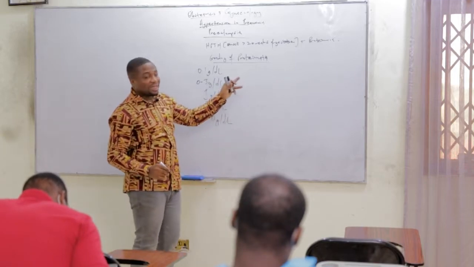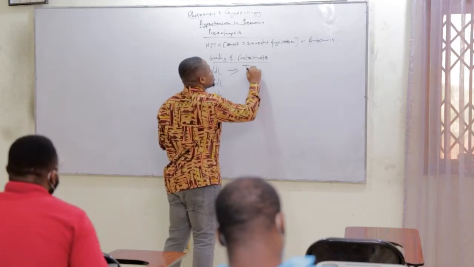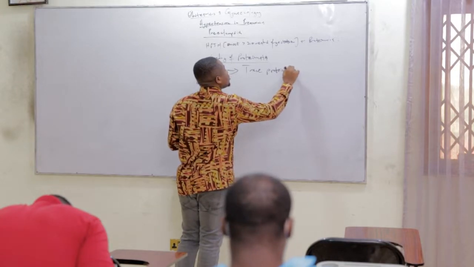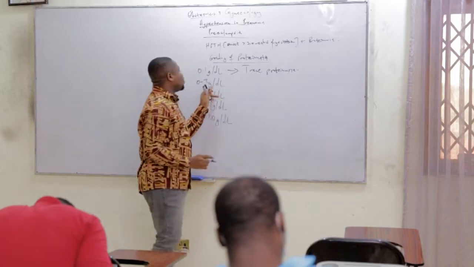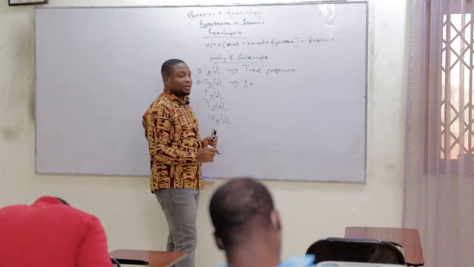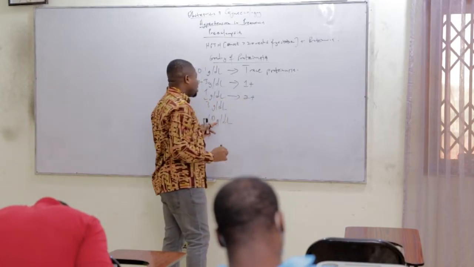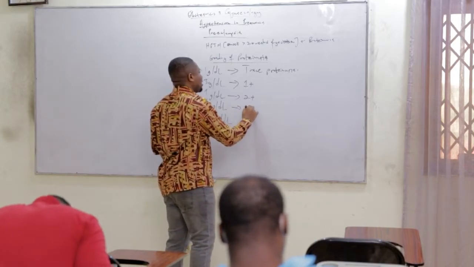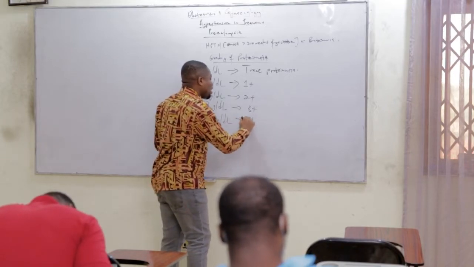So we are going to go in this order. If you have a value up to 0.1 gram per deciliter, that is trace proteinuria. Is that clear? If you have 0.3 gram per deciliter, we'll say that is 1 plus proteinuria. If we have 1 gram per deciliter, we'll say 2 plus proteinuria. If we have up to 3 gram per deciliter, 3 plus. And if we have up to 10 gram per deciliter, we'll say 4 plus.